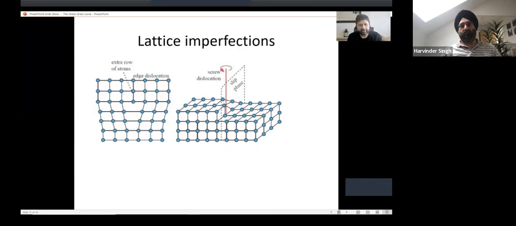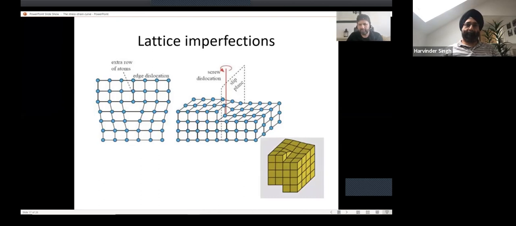So the sort of imperfections you can have is, on the left, you can see that we've got one row of atoms that is incomplete, and the rest of the lattice is distorted around it, and that is called an edge dislocation. The other type of distortion we see in the lattice is what we call a screw dislocation, where suddenly one layer drops down into the one below. So these imperfections mean that when we look at the lattice as a whole, it's not really a regular structure. It's actually quite distorted in places.